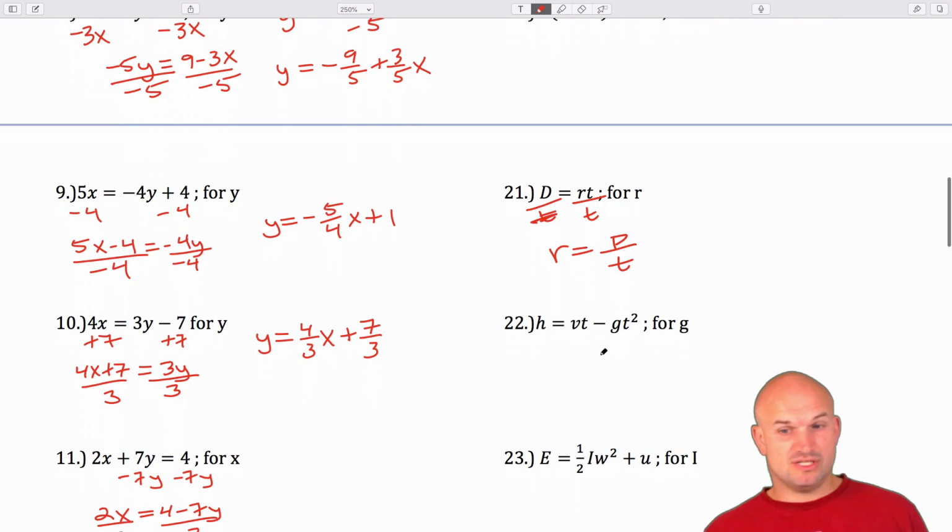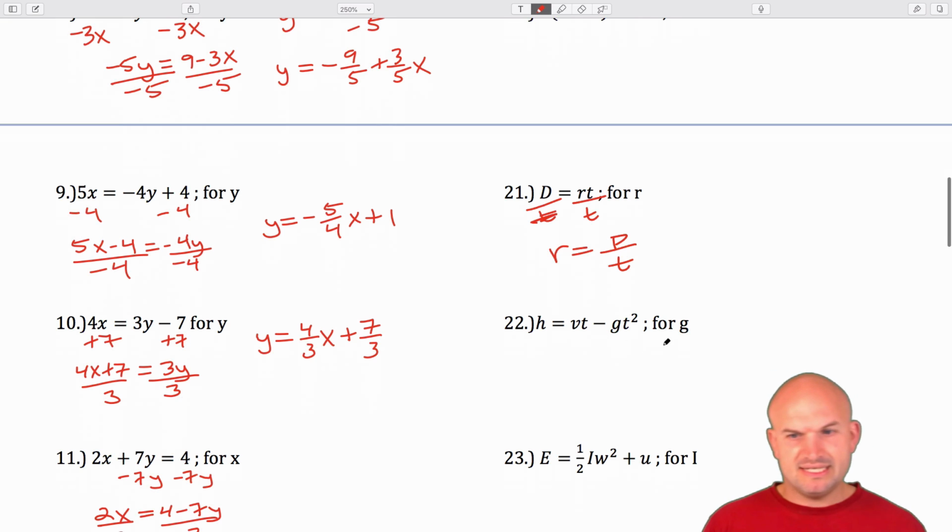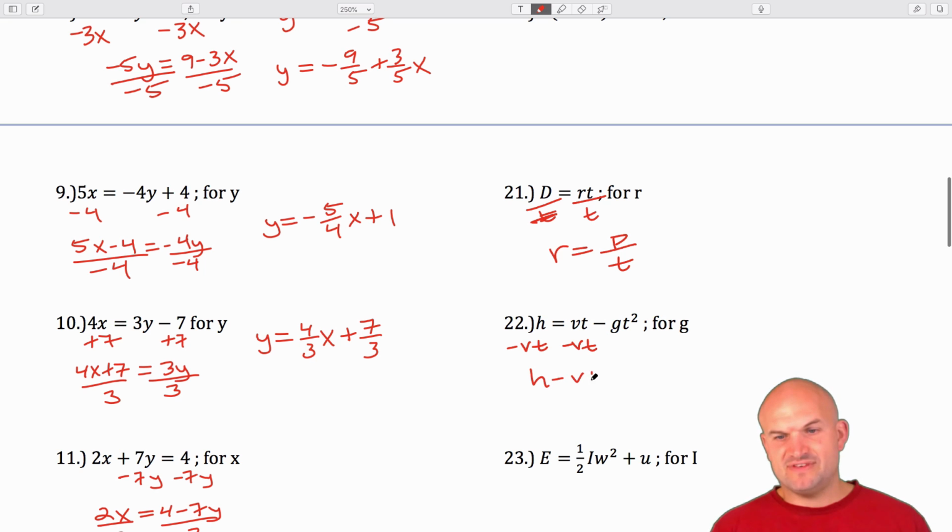G here, this one looks a little confusing, right? We have some squares, we have two t's going on, but again, you're just solving for g. So again, identify what is happening to the g. You can see that the g is being added by vt. So to get the vt off of that side, I'm just going to subtract by vt. So I have h minus vt is equal to a negative g t squared.